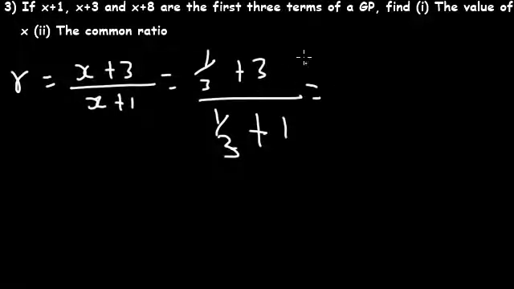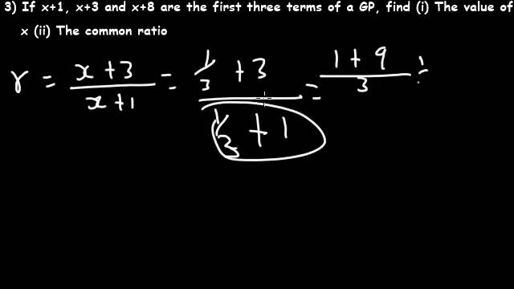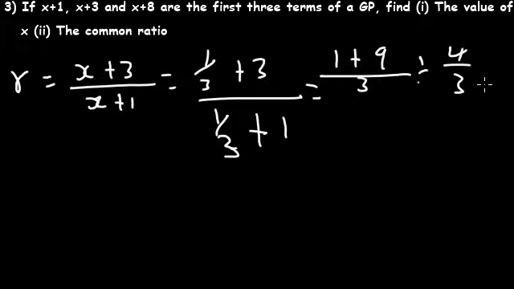So 1/3 plus 3. So let's find the LCM. LCM can still be 3. So 1 plus 3 times 3 is 9. Then we have divided by the 1/3 plus 1, that's 4 over 3. Okay, so I've done the LCM as well. LCM is 3. 3 times 1, that's 3. 1 plus 3, that's 4. It becomes 4 over 3. Perfect.